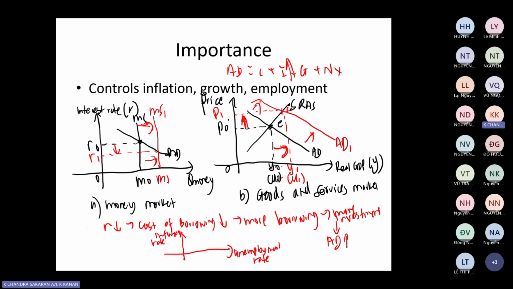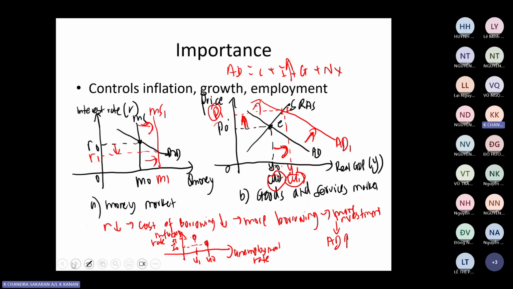Okay, unemployment rate initially U0. Inflation rate is P0, the price level. Let's say this is the inflation rate, I use inflation as I0. When aggregate demand increases, unemployment falls to U1. Price went up to P1. So inflation rate increased.